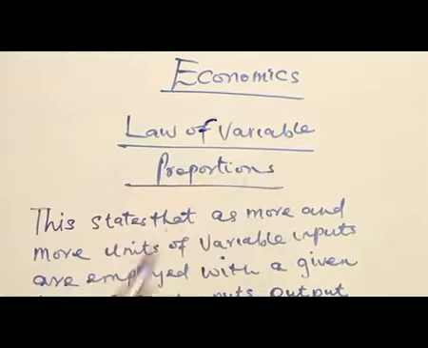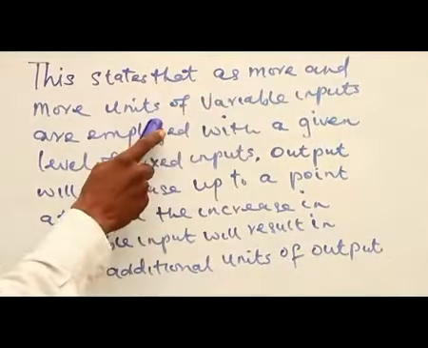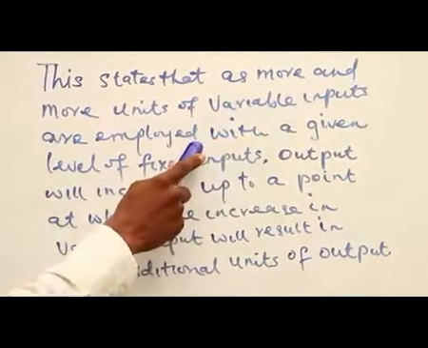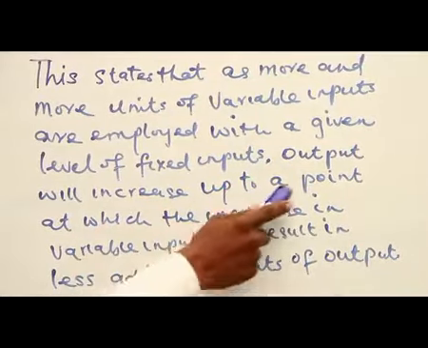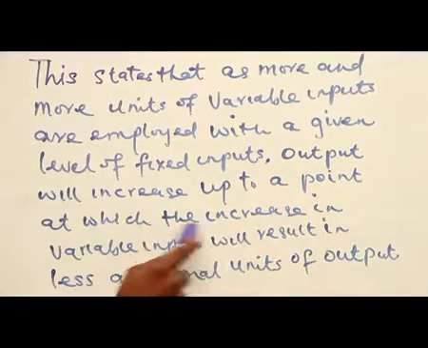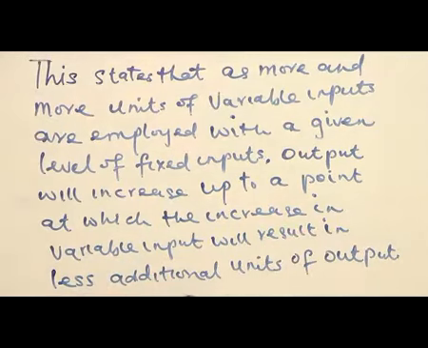Law of variable proportion. This states that as more and more units of variable inputs are employed with a given level of fixed input, output will increase up to a point at which the increase in variable input will result in less additional units of output. What we are trying to understand in the law of variable proportion is that we have two inputs, fixed input and variable input. Here we are talking about the short-run period of a firm.